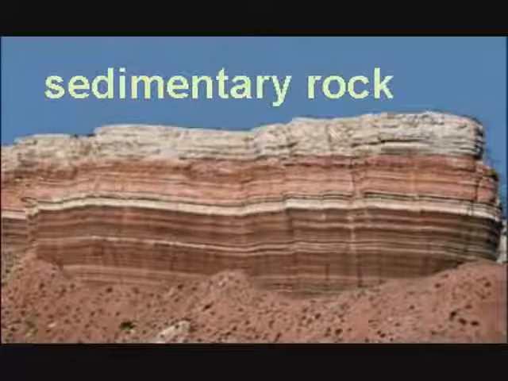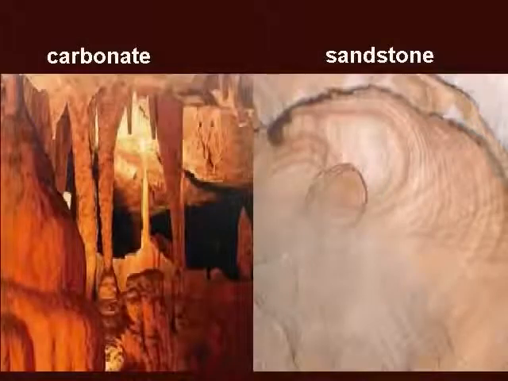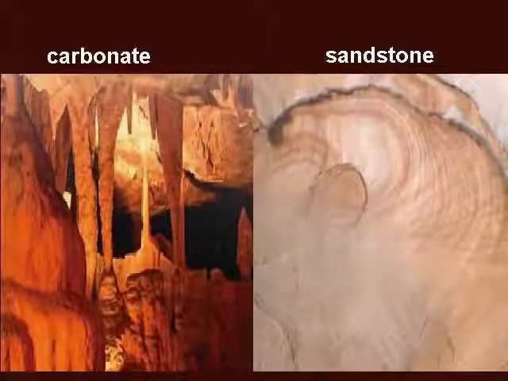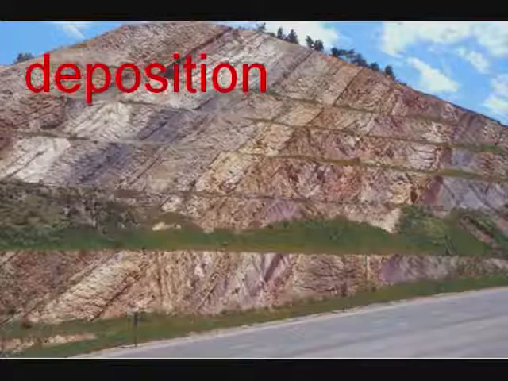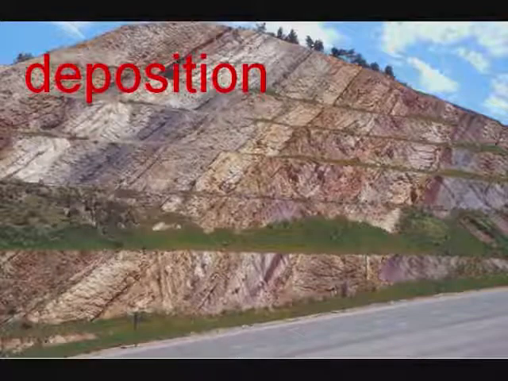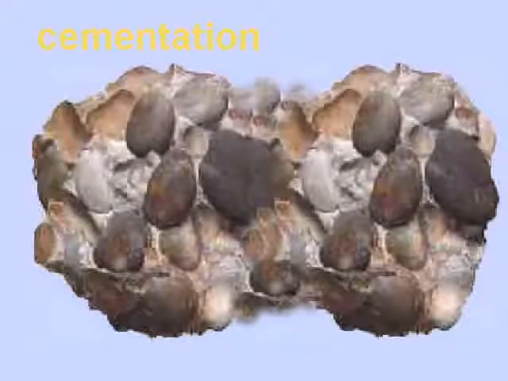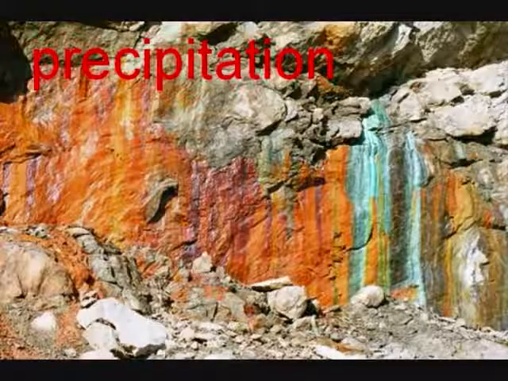So let's review. In making sedimentary rock, you can have either sandstone or carbonate. Usually, when sandstone is converted to sedimentary rock, there is a physical process called deposition. Further, within this deposition, you get a chemical change called cementation. Limestone or carbonate sedimentary rock is formed by a chemical change. This is called precipitation.